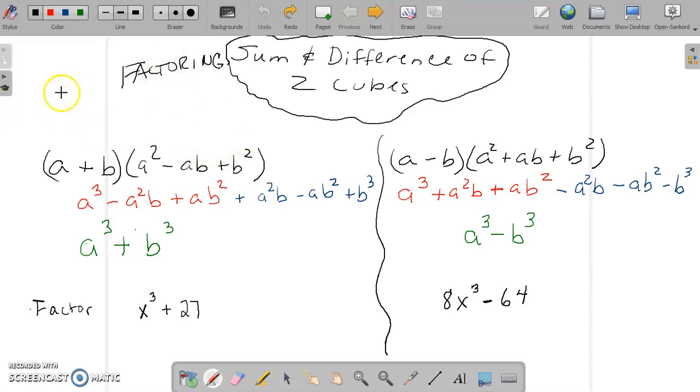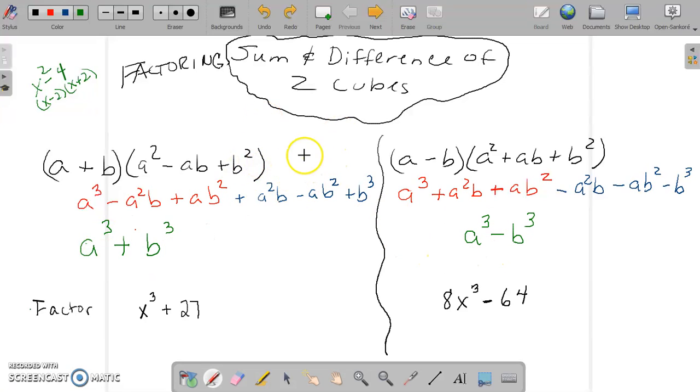In the past, you have been able to factor things like, I'm going to do this up in the corner here, x squared minus 4. That's the difference of two perfect squares, and if you were to factor that, that's x minus 2 times x plus 2. Hopefully that's something that you remember doing. Now we're going to be working with the sum and difference of two cubes.